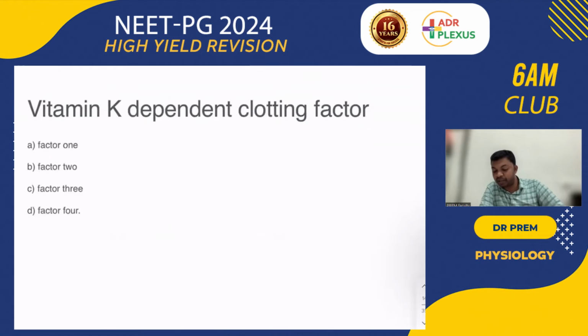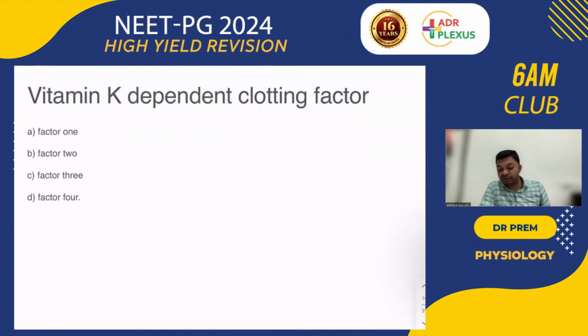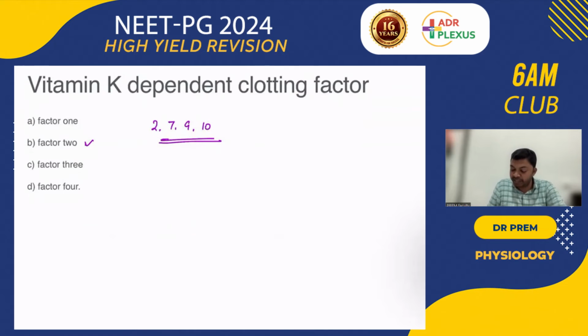I'm happy. Vitamin K dependent clotting factors. Factor 1, 2, 3, and 4. Factor 2. Very good, Dr. Prasanna Kumar. Very good, Dr. Arun. Very good, Dr. Divya. Good. It's going to be factor 2, factor 7, factor 9, and factor 10, isn't it? So 2, 7, 9, 10. All these factors come out of the liver.